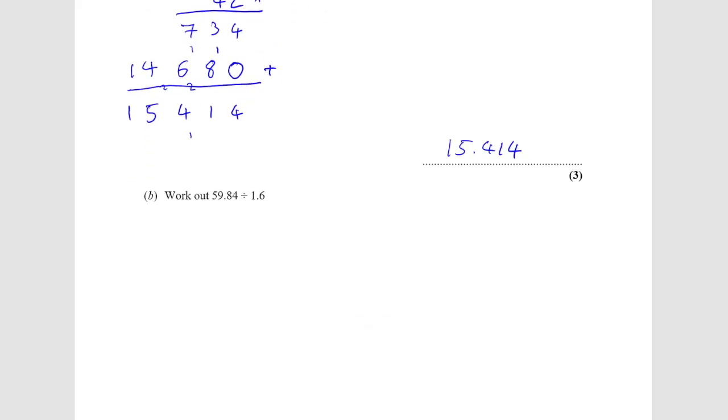Right, and then work out 59.84 divided by 1.6. So I don't mind having a decimal as my numerator, but I don't like a decimal as my denominator. So I'm going to change this, and hopefully this makes sense. 59.84 over 1.6. So if I times the numerator and the denominator by 10, the size of the number won't change. All that will happen is that I will get rid of my decimal in my denominator. So I would do this division then.